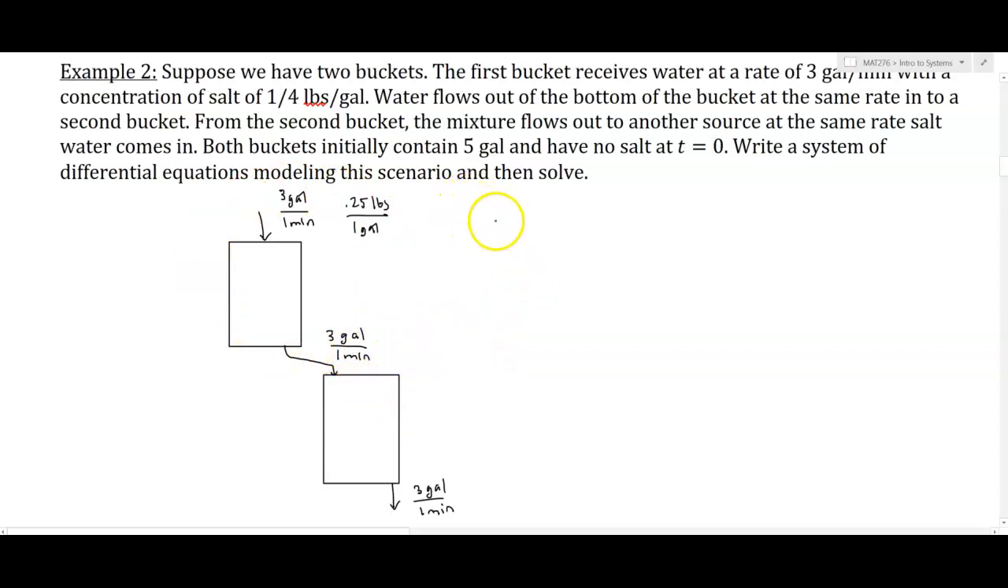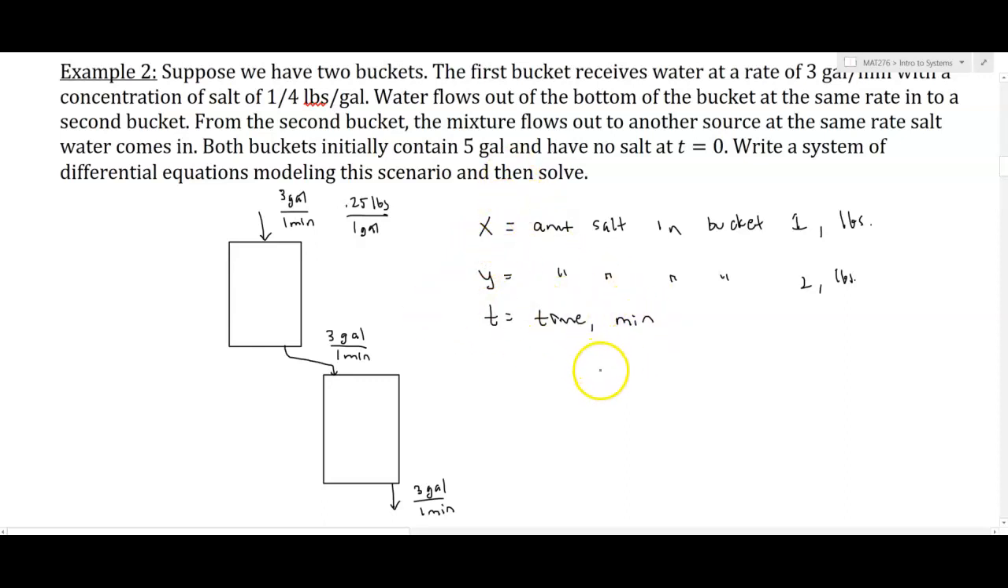So we're going to define our variables here. Let's call x the amount of salt in bucket 1, measured in pounds. And we'll say y represents the amount of salt in bucket 2, again measured in pounds. And t is going to be time in minutes, since we started pouring the salt solution in.